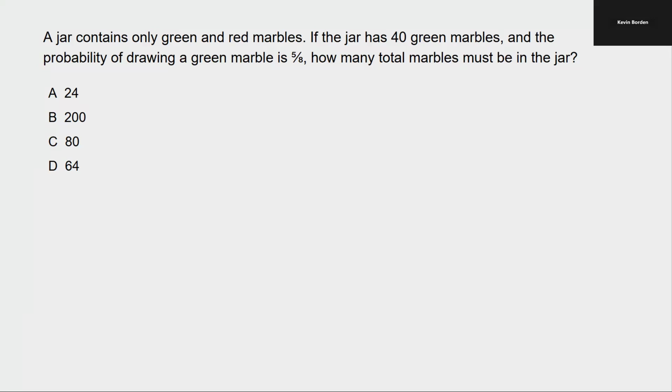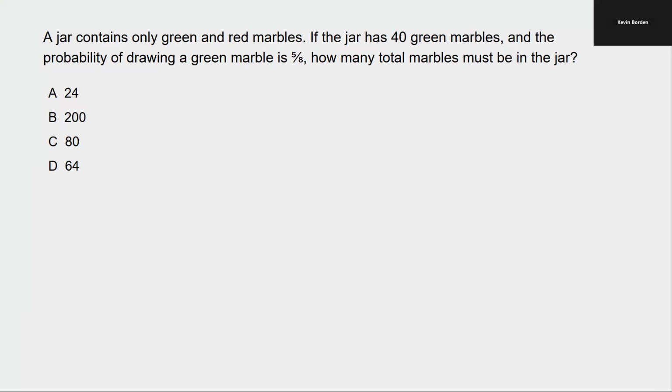A jar contains only green and red marbles. If the jar has 40 green marbles and the probability of drawing a green marble is 5/8, or 5 out of 8, how many total marbles must be in the jar?